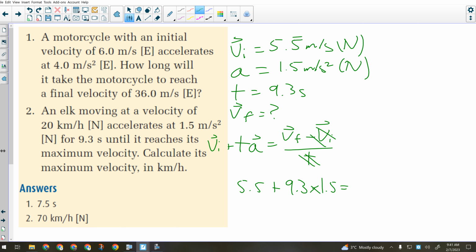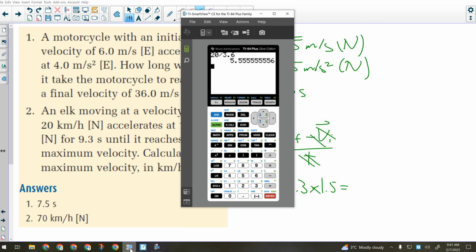Now a caution, or a tip, for you here. In terms of getting the right answer with the right number of significant digits, do not round off any numbers in an intermediate calculation. Keep all the decimals in your calculator, and don't round off until the very end, because we have to keep all of those for the sake of accuracy. So I'm just going to use that answer with all the decimals, plus 9.3 times 1.5. That gives me 19.5.